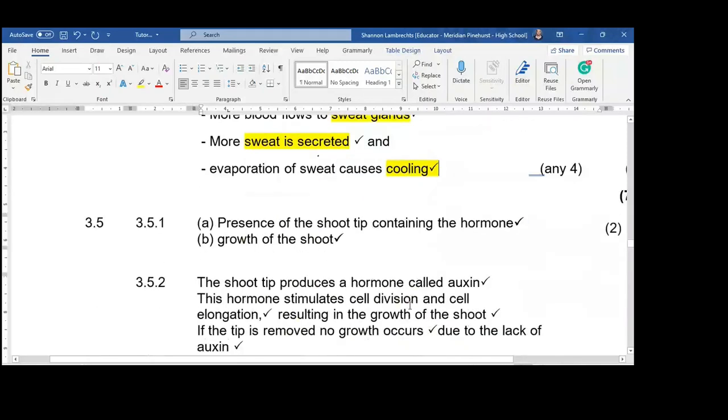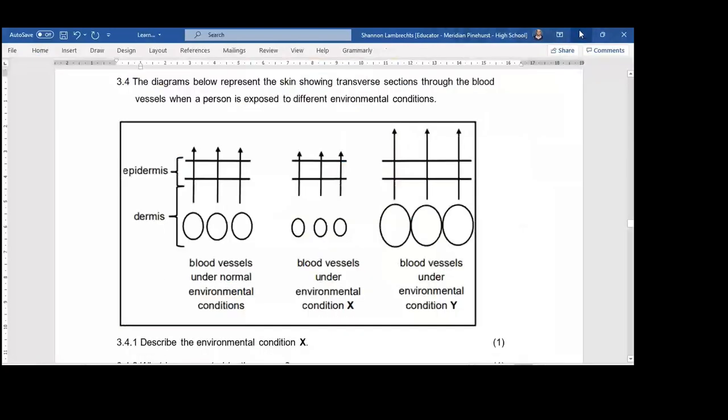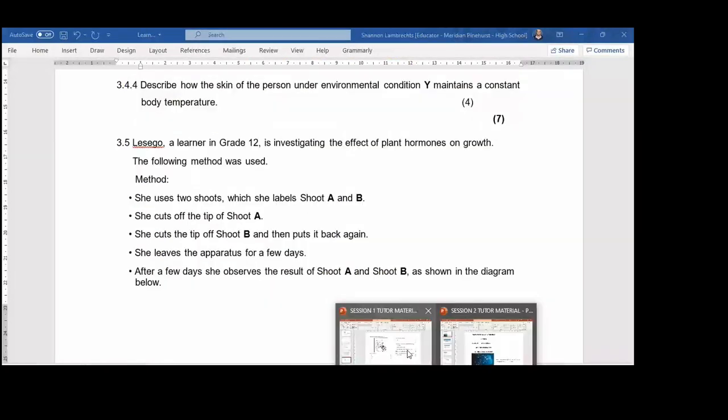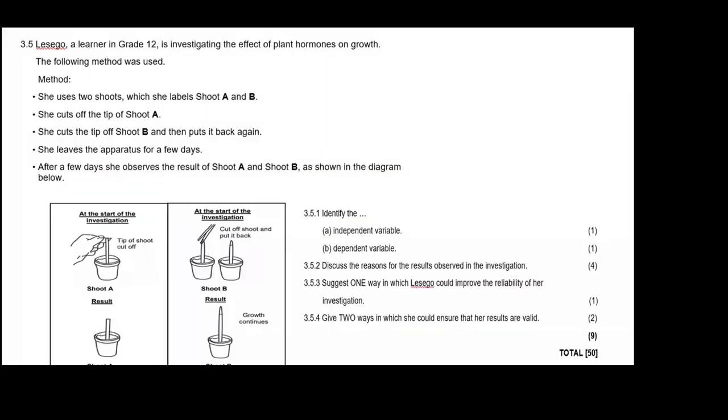Okay, any questions for 3.4 or for thermoregulation? Otherwise, we're going to wrap it up with the last one, which is this experiment. Okay, I see no questions in the chat. If there's any questions, please just let me know.